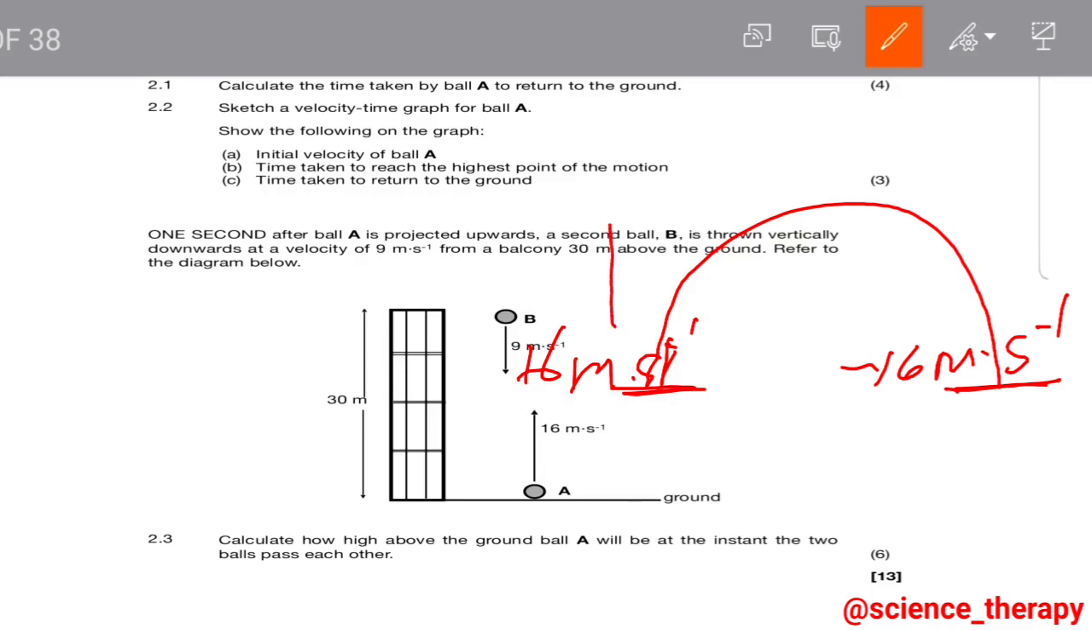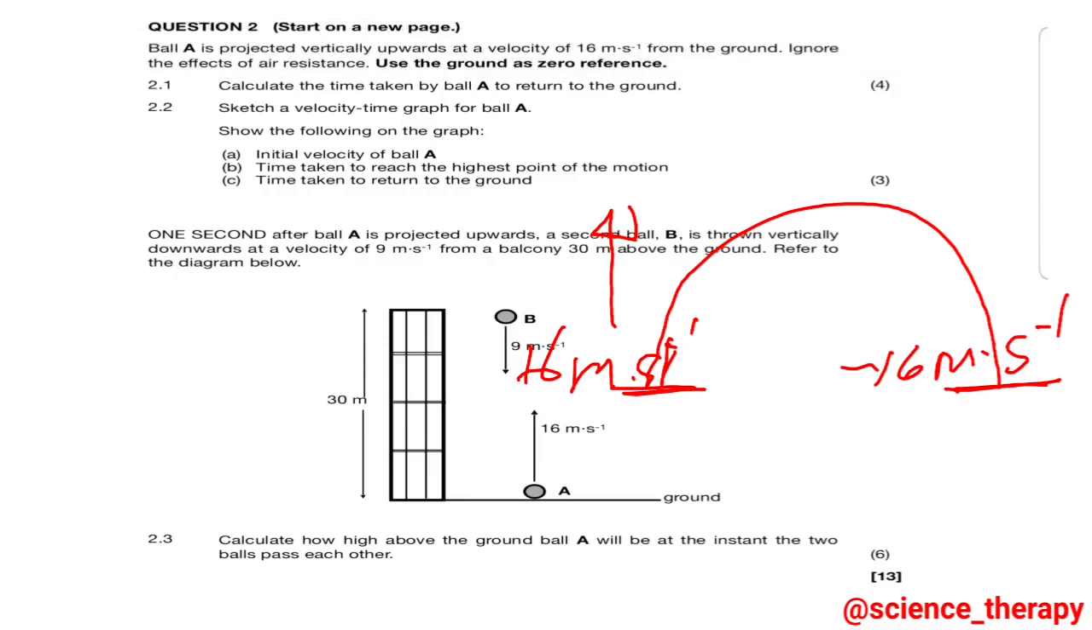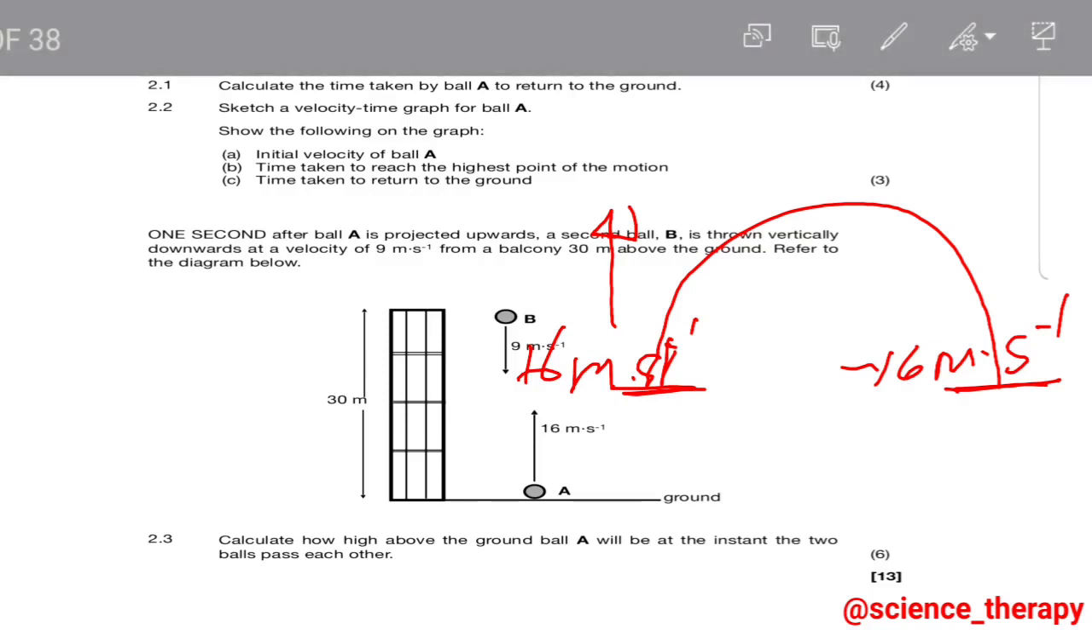So remember, it was 16 meters upward, and we chose upward as positive because ball A is projected vertically upwards. So the direction of motion that we are told of automatically becomes our positive direction. Then 16 meters per second upward is positive. That means when it's going down, 16 meters per second downward will be negative, right?